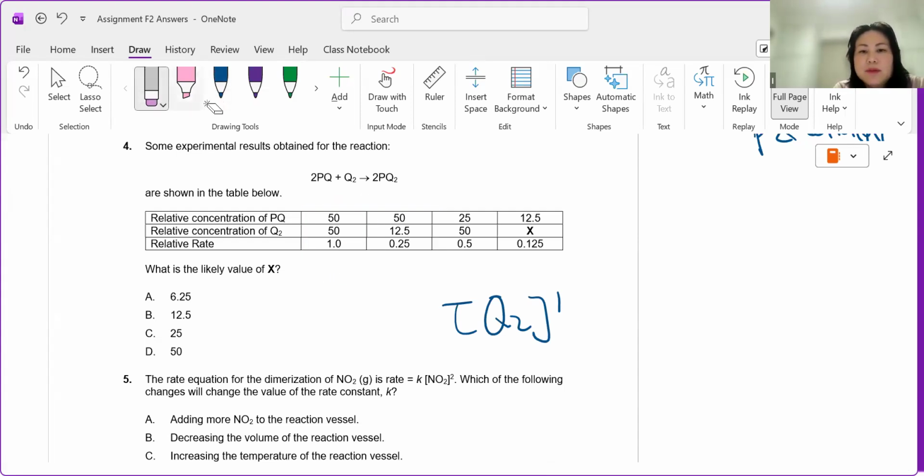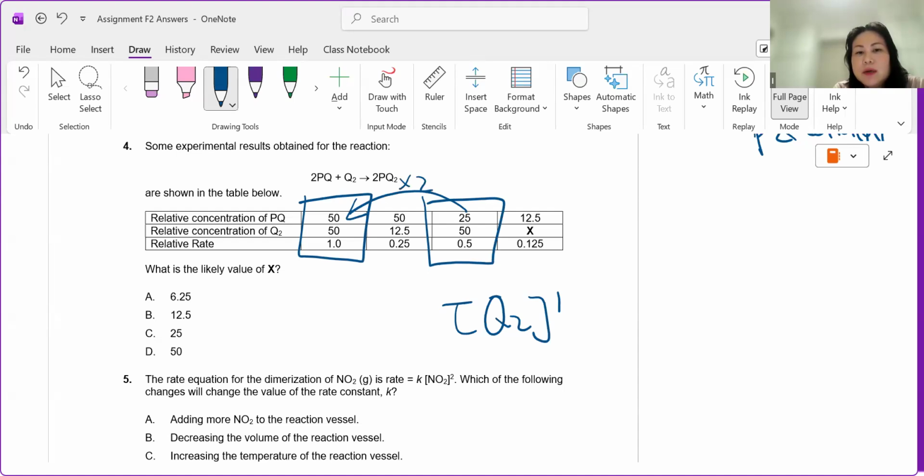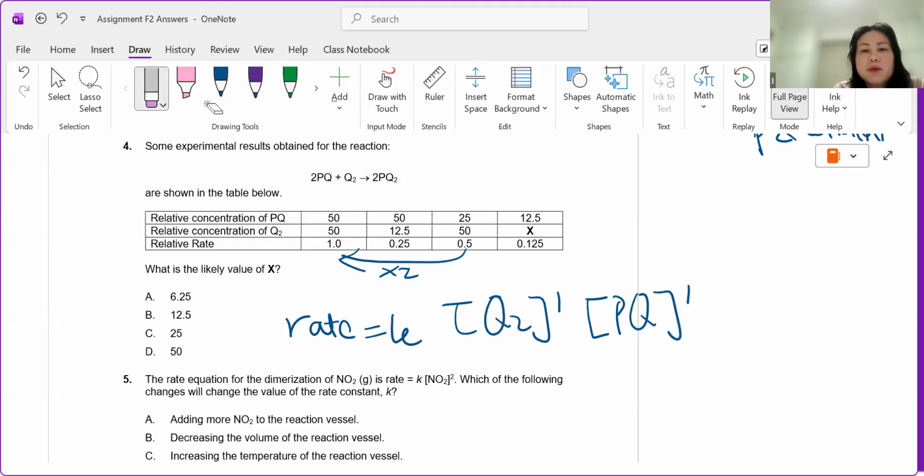If we compare the next set of data, this and this, what we can see is that Q squared is constant, but when the amount of PQ doubles, the rate also doubles. So the order with respect to PQ is also 1. So our rate equation is something like this. So with that, they ask you, what is the value of X?